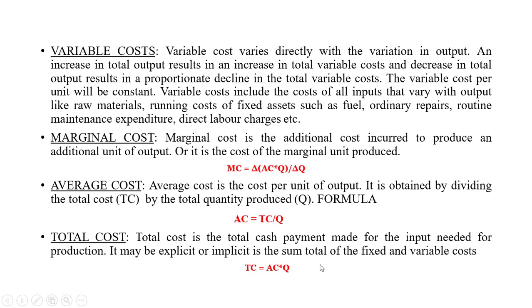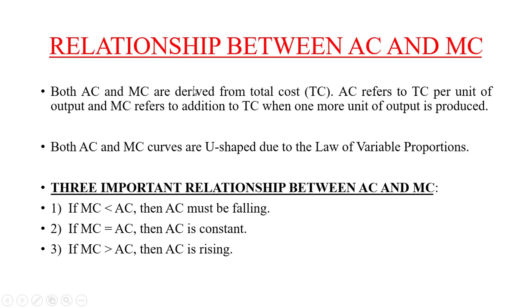Okay, so hope it is clear. Next, we'll see the relationship between the average cost and the marginal cost. I have just written here AC and MC. AC means average cost and MC means marginal cost.